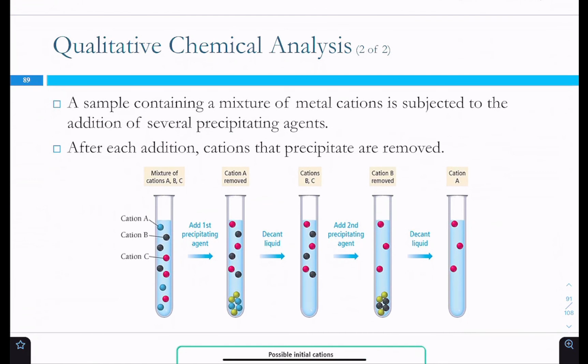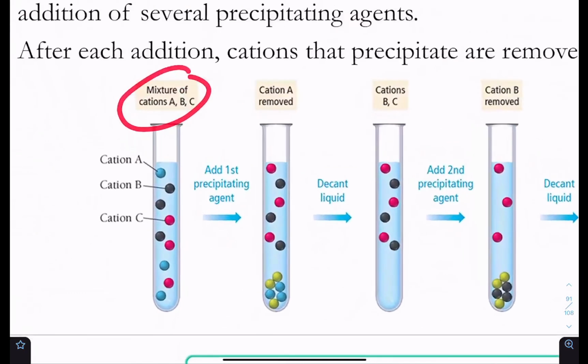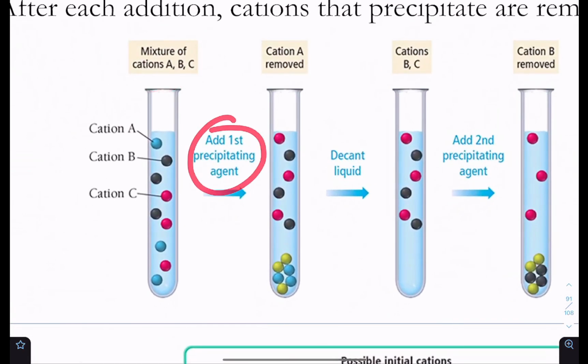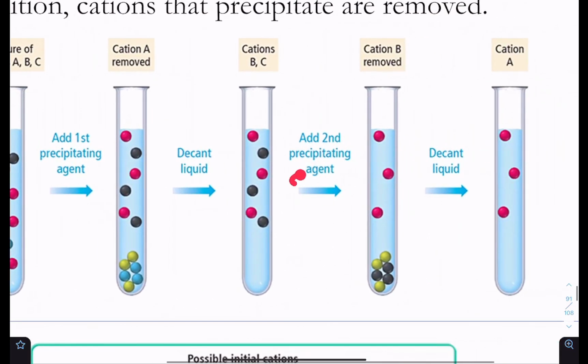And it's going to be the key to the qualitative analysis stuff. So the idea is that we have a sample mixture. It's got a bunch of stuff in it, and we want to remove things one at a time as much as possible. So we have cations A, B, and C, we add our first precipitating agent, and that drops one of these down to the bottom of the test tube. Then you decant your liquid. Now it has everything minus what you precipitated. Add another precipitating agent, that stays on the bottom. Pour over the liquid.